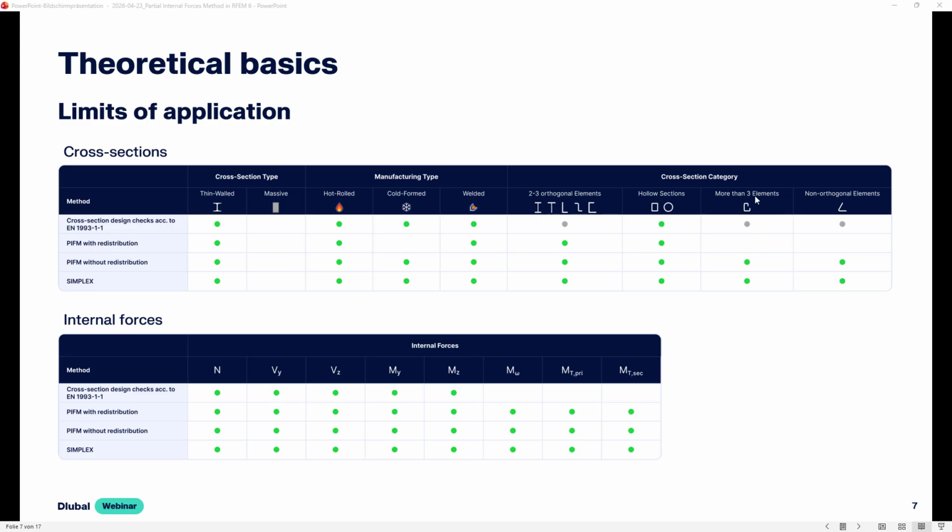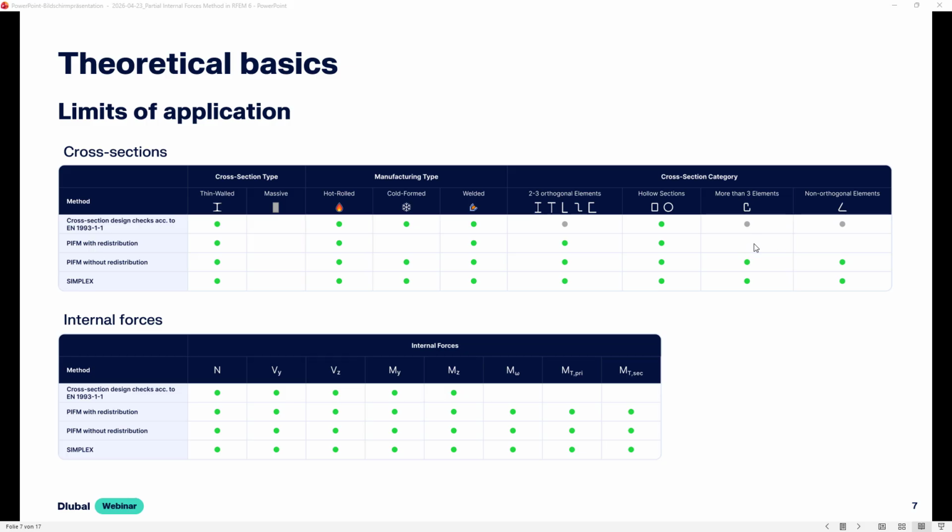If we have more than 3 elements, like for example this C profile, it has 5 elements, then we cannot use the PIFM with redistribution. Same thing if we have non-orthogonal elements, like for the 60-degree angle. So it's necessary that our elements are always orthogonal, so horizontal or vertical.